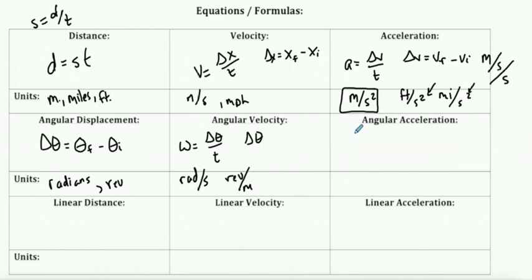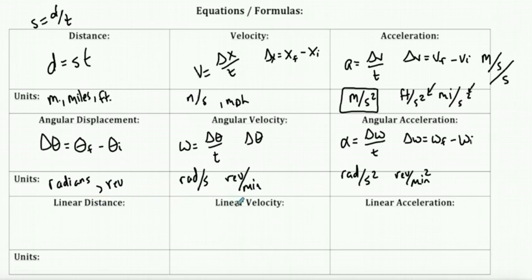Now the third one here is going to be angular acceleration. So that is alpha, and that is change in angular velocity over time. So change in angular velocity is going to be final angular velocity minus initial angular velocity. And similar to these units up here, it's going to be radians per second squared. And it might be revolutions per minute squared. I should have written MIN here. But most of the time, we're going to be using radians per second again.